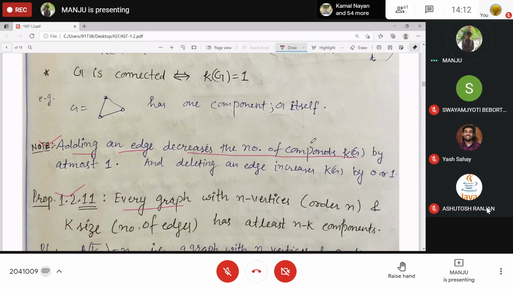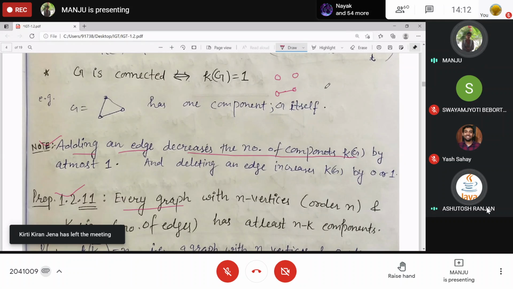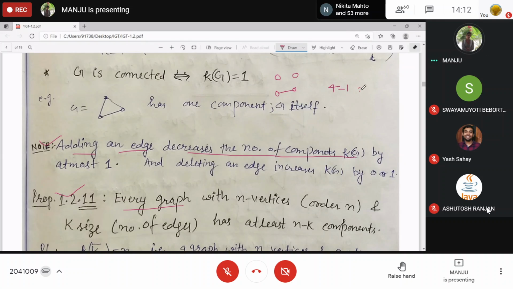You can check it. Take any graph with n vertices and some edges. For example, take this graph with one edge and 4 vertices. According to this statement, what should it have? It should have at least n minus k components, right? That means 4 minus 1, so at least 3 components will exist.